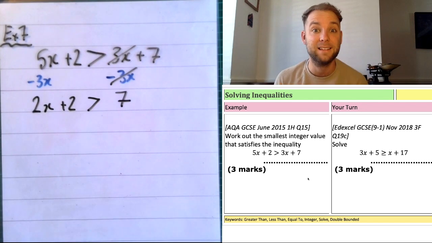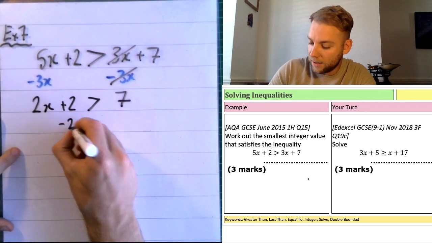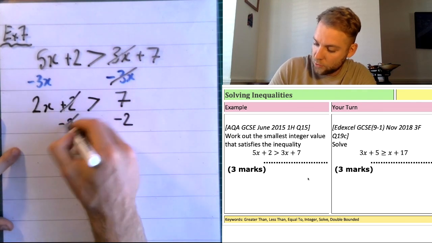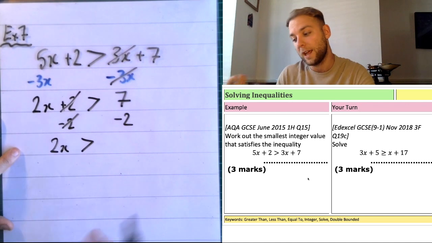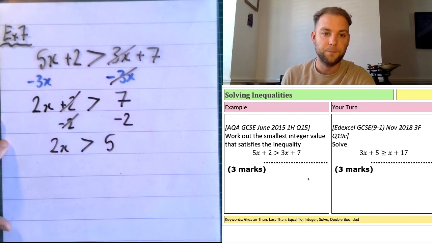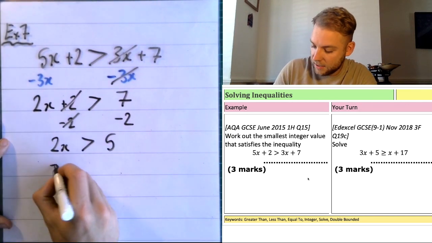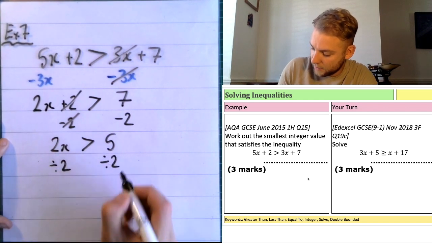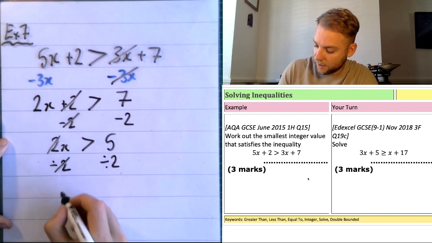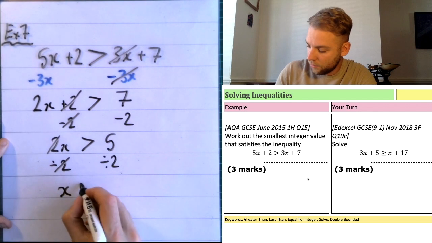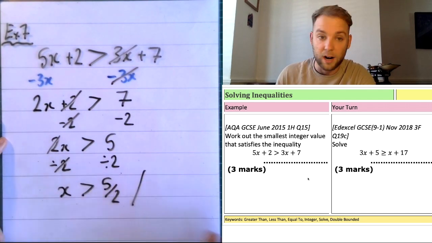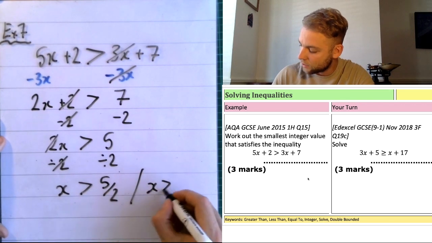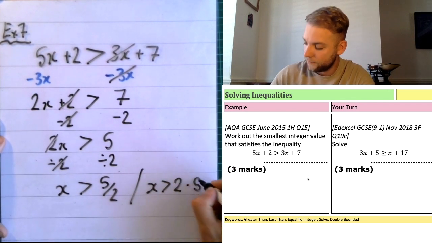And then I'm back to an inequality which I can solve quite easily. Subtract 2 from the left-hand side, I'm just left with 2x. Subtract 2 from the right-hand side, I'm going to have 5. Brilliant. So then divided by 2, divided by 2. 2x divided by 2 is just x, which is greater than 5 divided by 2. I'm going to leave it as a fraction. Can write it as a decimal if I want. x is greater than 2.5.